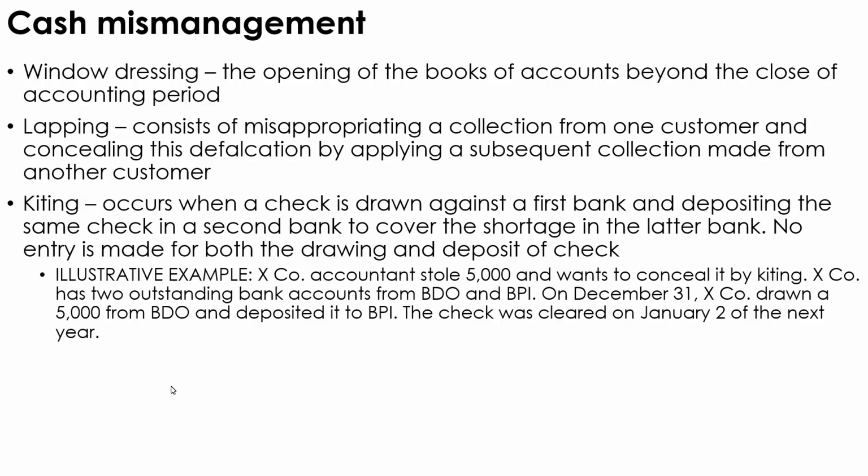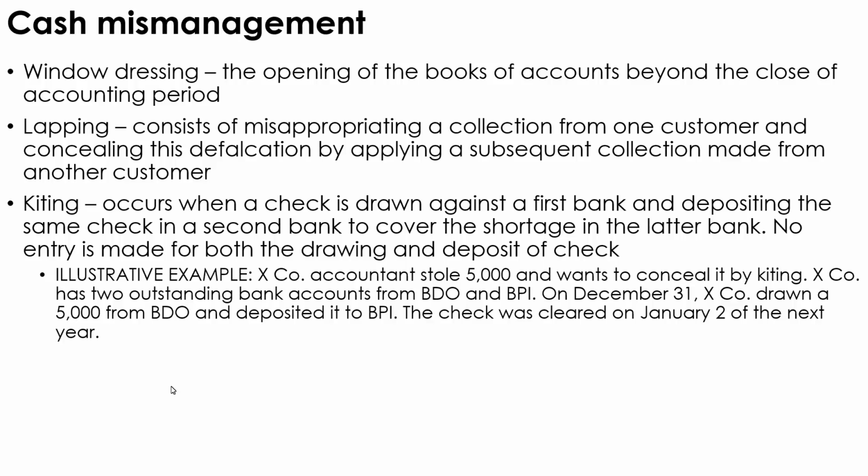XYZ company accountant stole 5,000 and wants to conceal it by kiting. XYZ company has two outstanding bank accounts from BDO and BPI. On December 31, the accountant drew a 5,000 check from BDO and deposited it to BPI. The check was cleared on January 2 of the next year.